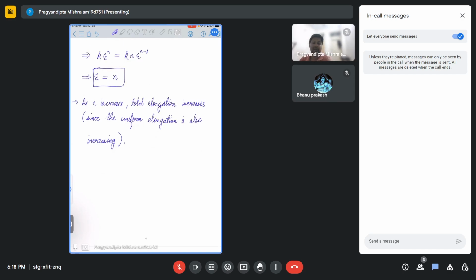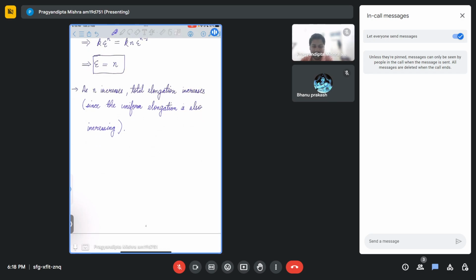So this is about plastic instability and how you find the condition for the value of n, right? So for the flow stress, what is the value of n? If you want to find it, this is the way you can find it.